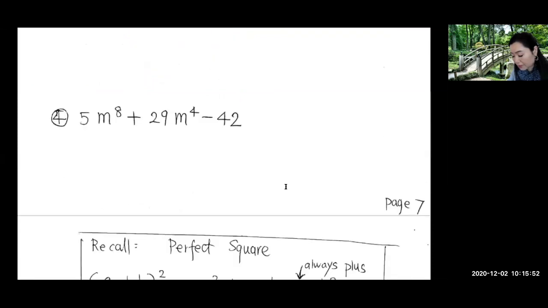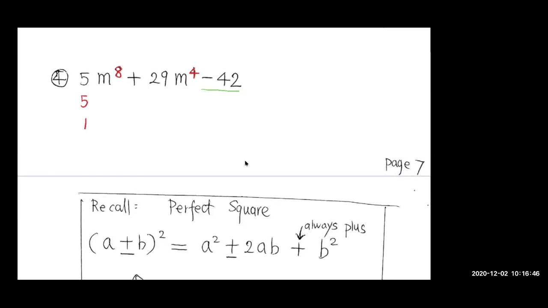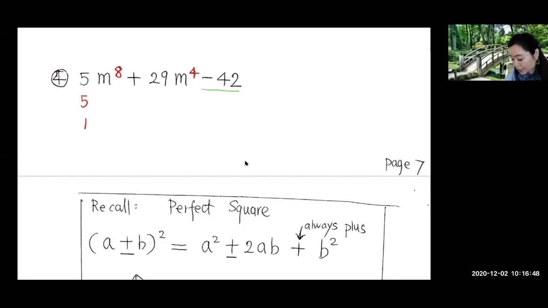Now number 4, this one over here. This is m to the 8th power and m to the 4th power. The exponent here is twice this exponent, so we might need to use try and error. So how would you like to factor this 5? We can try 5 and 1, right? So 5 times 1. What about negative 42? 6 and 7. Negative 6 and 7? Yeah, you got it. So we try negative 6 and 7.